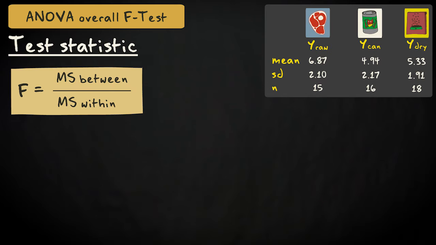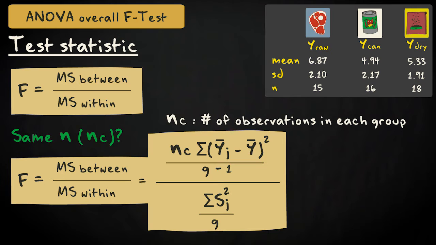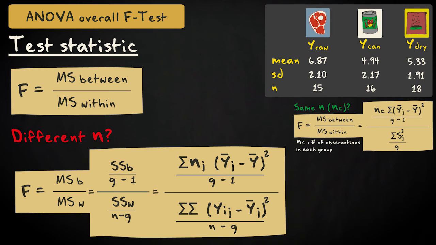The test statistic F equals the between-group variance divided by the within-group variance. If the group sizes are equal, you can calculate the F value manually very easily using the sample variances. If the group sizes are unequal, you have to calculate the sum of squares in each group and divide by the appropriate degrees of freedom to obtain the variances.